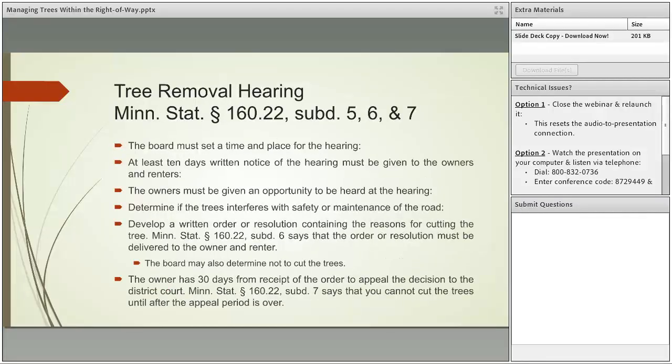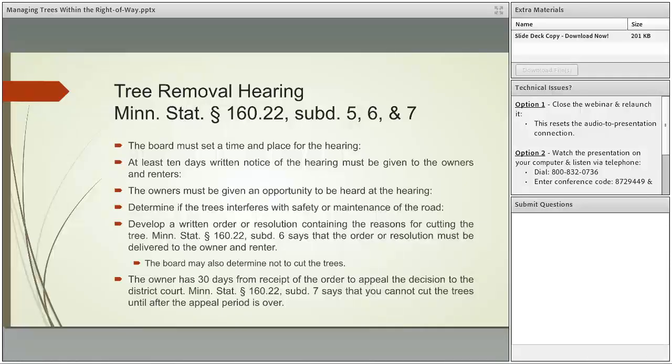discuss what this process looks like. So this process starts with the board determining a time and place for the hearing. This would be done at a town board meeting. So the board would receive the request for the hearing, and then the board would set a time and place for the hearing after receipt of that request.